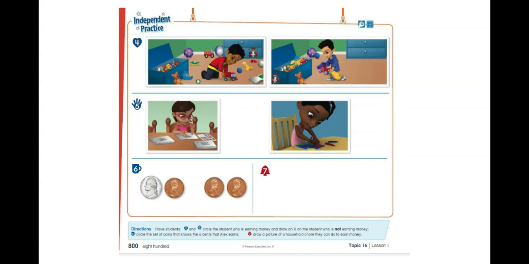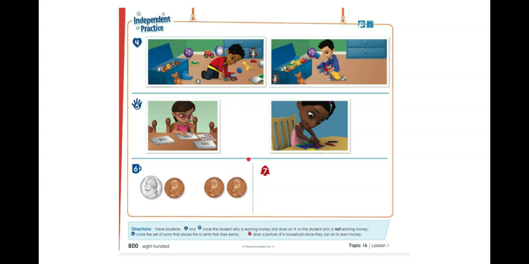I know when my kids help with cleaning, I give them an allowance, so they're actually earning money. So now that you know that, who do you think is earning money in these 2 pictures? Go ahead and circle and X the one that is not earning money, and do the same thing for number 5. This little girl is putting stamps on letters that she's going to mail out, and this student is coloring. Which one do you think is earning money doing a job?